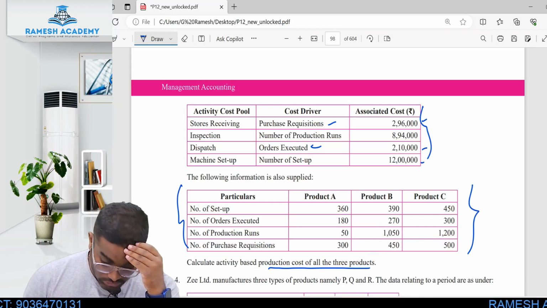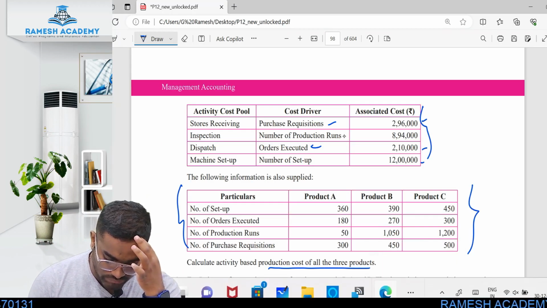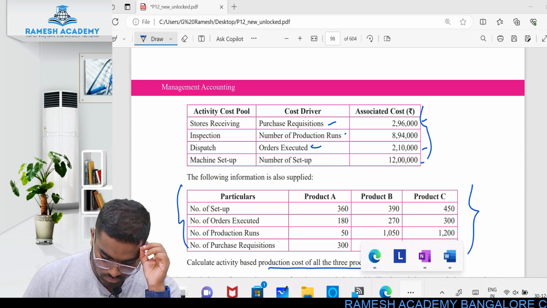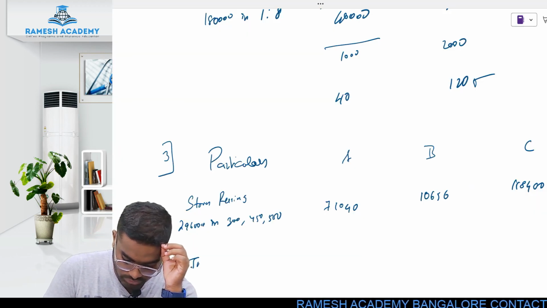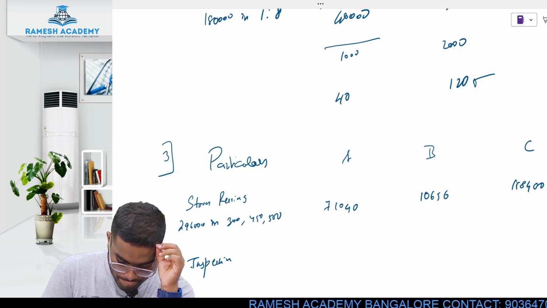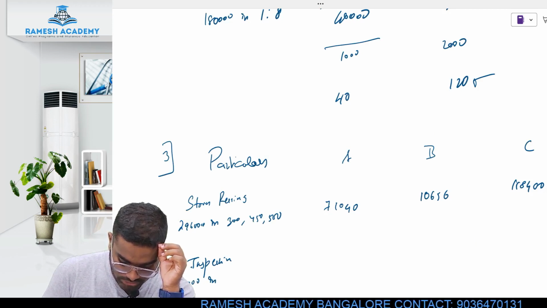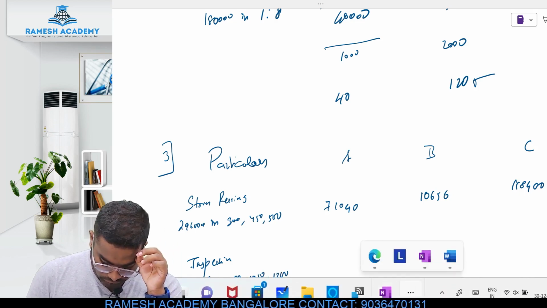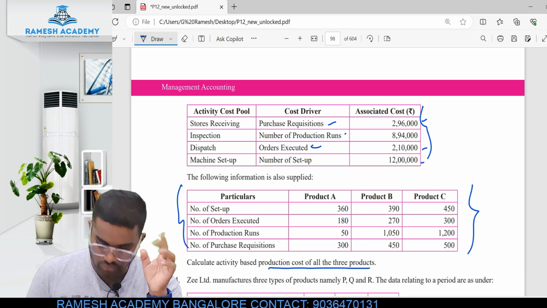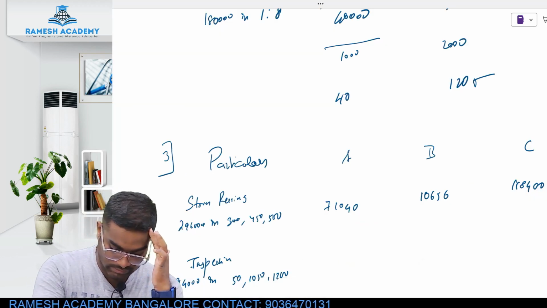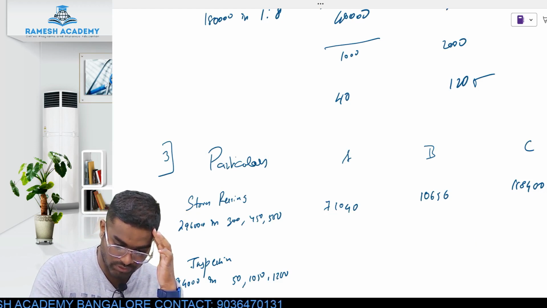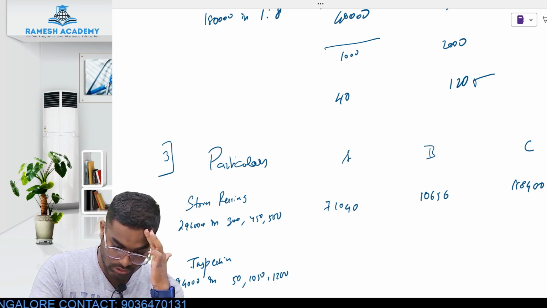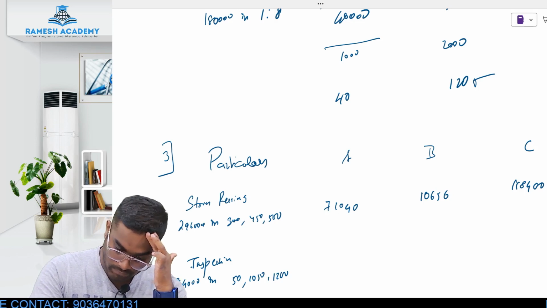So next, inspection. Inspection is 8,94,000 and the cost driver is number of production runs. So what is the production run? 50, 1,050 and 1,200. So inspection 8,94,000 in the ratio of 50, 1,050 and 1,200. Just divide it guys, that's it. So 50 plus 1050 is 1,100 plus 1,200 is 2,300. So 8,94,000 divided by 2,300 multiplied by 50.